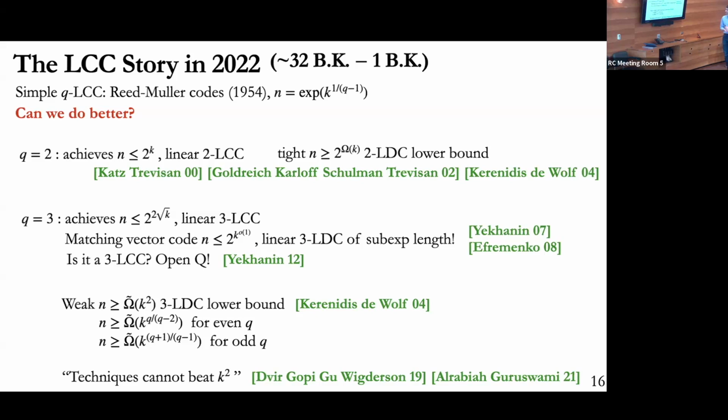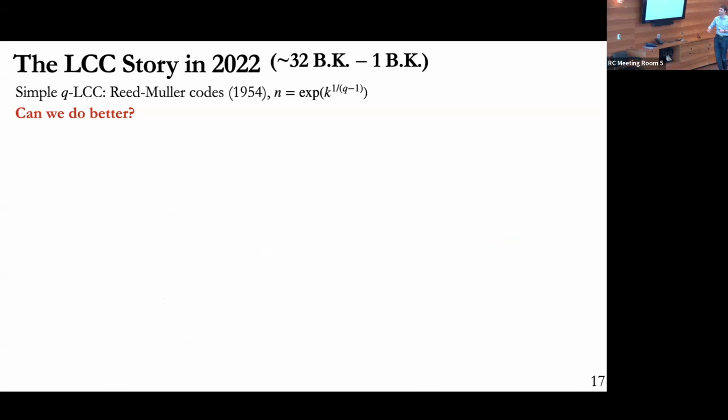Okay, so that's the LCC story. It looks, as you might notice, basically the same as LDCs. The only difference is we actually don't even have a construction for Q equals 3. And so at this point, I asked this question: can we do better than Reed-Muller codes? The answer was yes for LDCs, but for LCCs, we don't know.